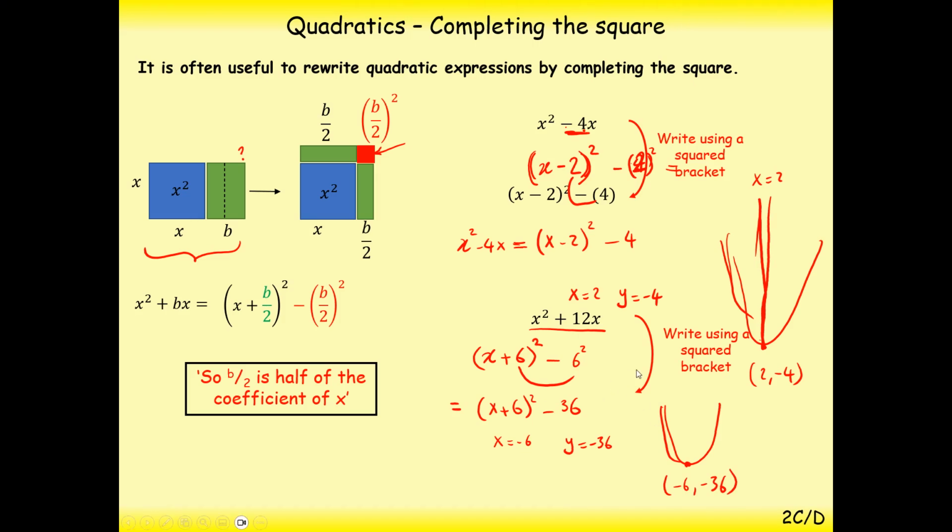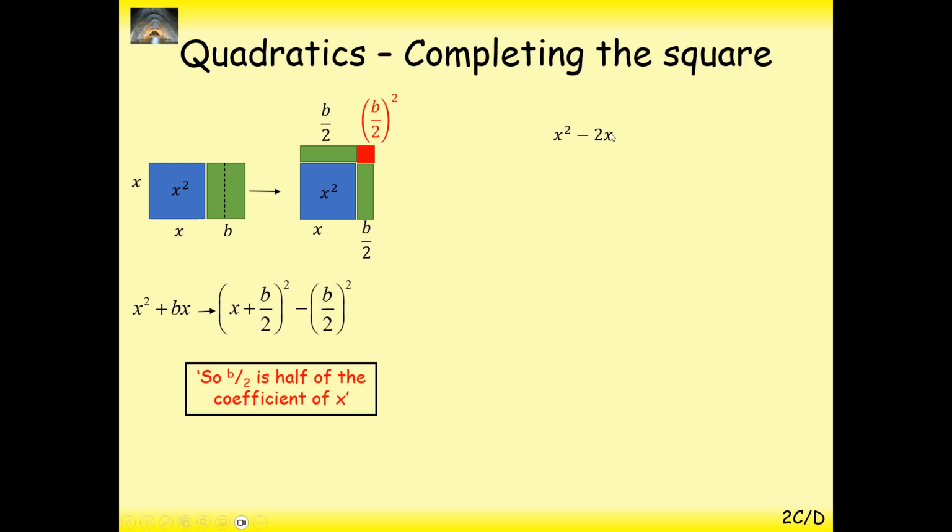Alright, so let's look at another example. In this case, we have x squared minus 2x. So we halve this coefficient of x, which is minus 2, half of that would be minus 1, and we subtract 1 squared. 1 squared is 1.